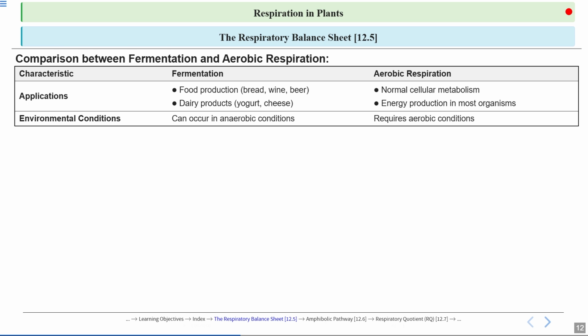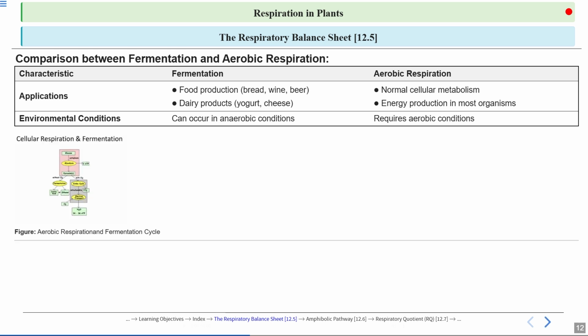Environmental conditions: fermentation occurs in anaerobic conditions, that is in the absence of oxygen, whereas aerobic respiration requires aerobic conditions, that is presence of oxygen is essential. So here you can see in the diagram, fermentation takes place without oxygen, whereas aerobic respiration takes place with oxygen.